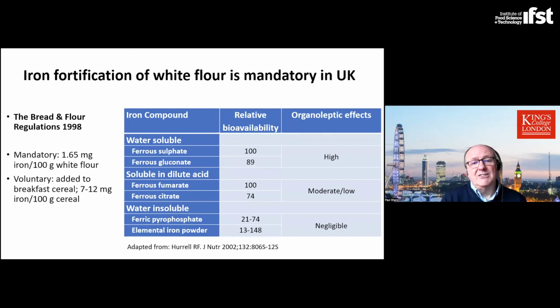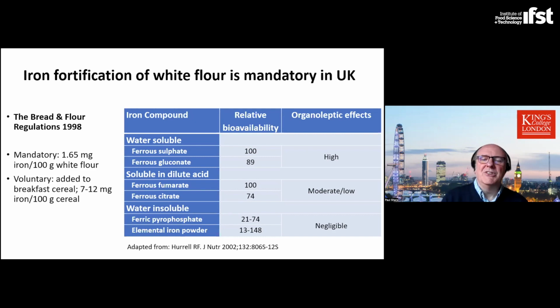And we also know that there's a voluntary fortification process where you can add iron to breakfast cereals, and that can be anywhere between 7 and 12 milligrams of iron per 100 grams of cereal. In the UK, we tend to use elemental iron powder for flour fortification. And the reason for this is that it has very few organoleptic properties. So you can't taste the iron in the food product. It doesn't discolor the product.